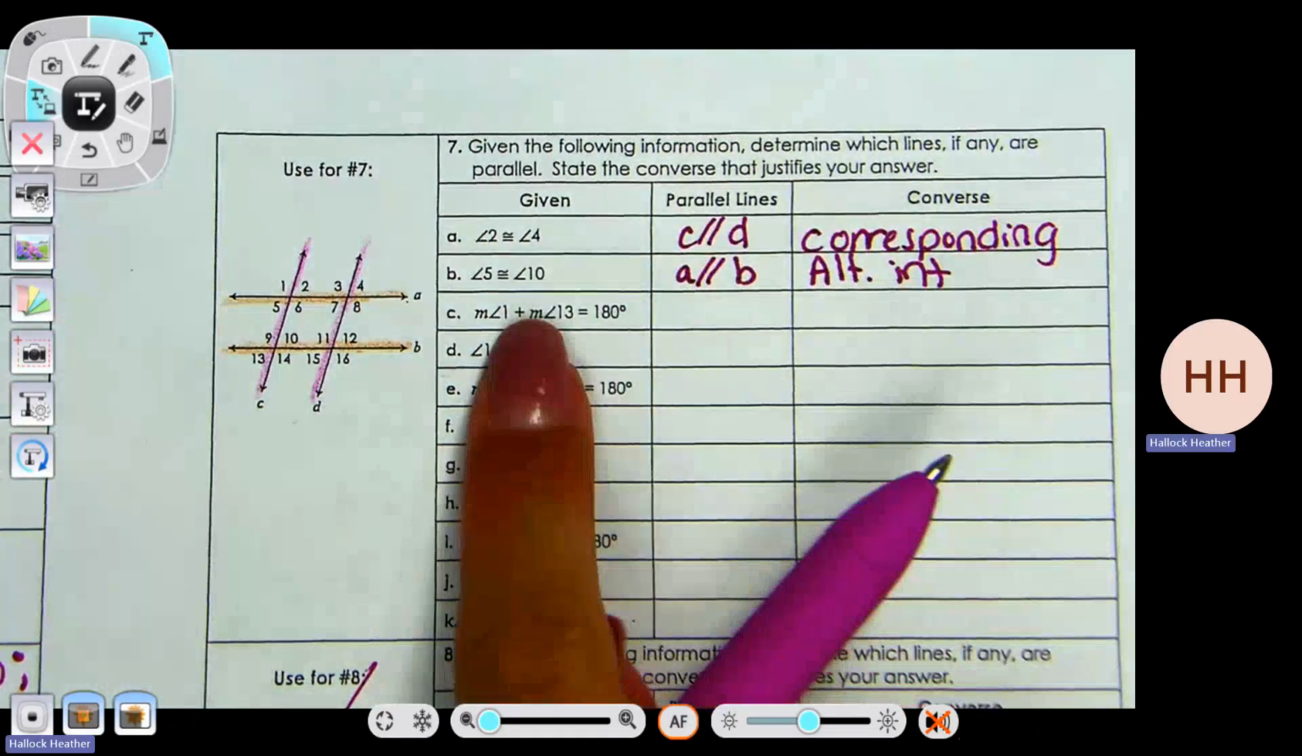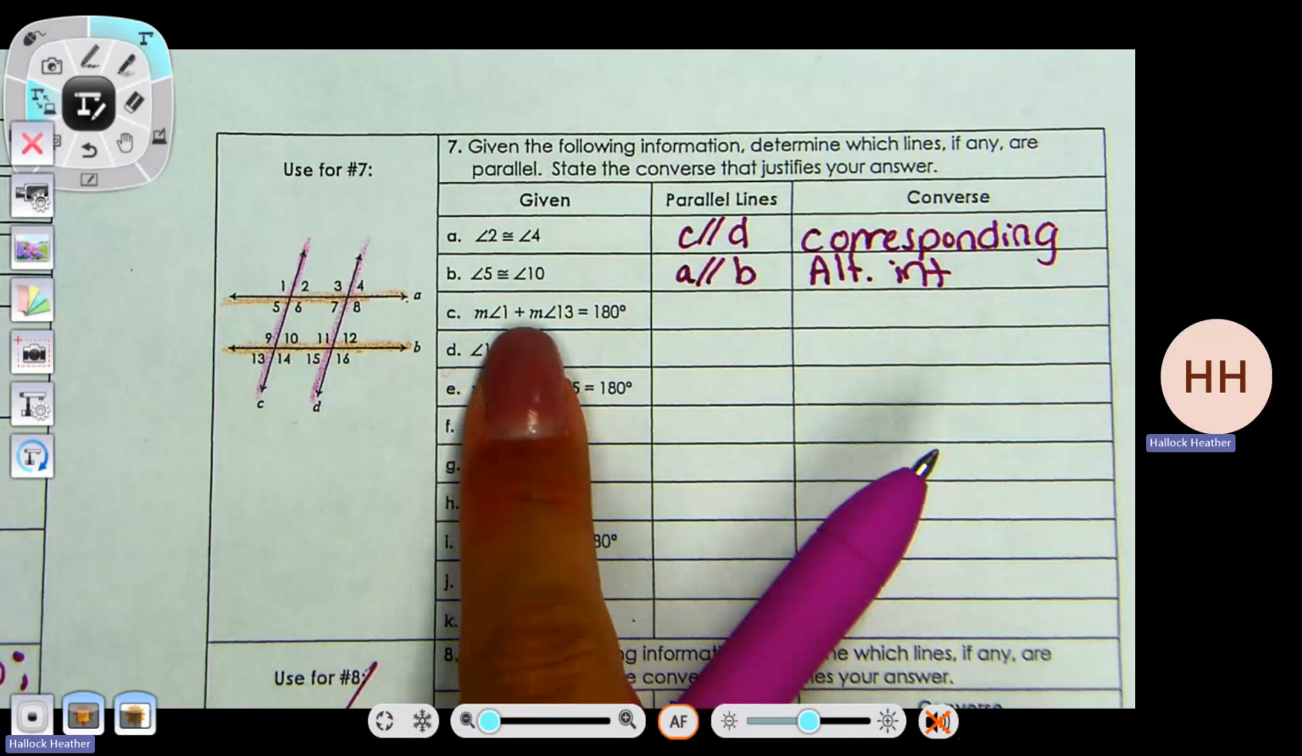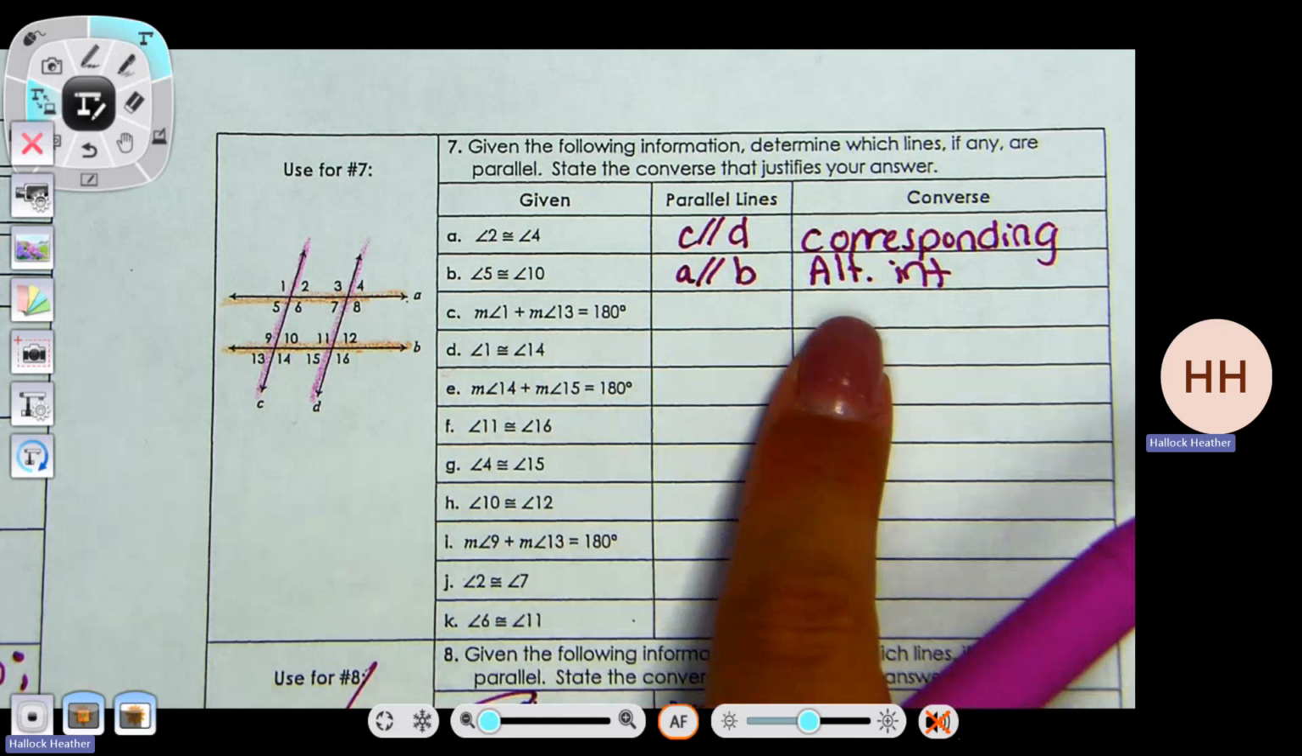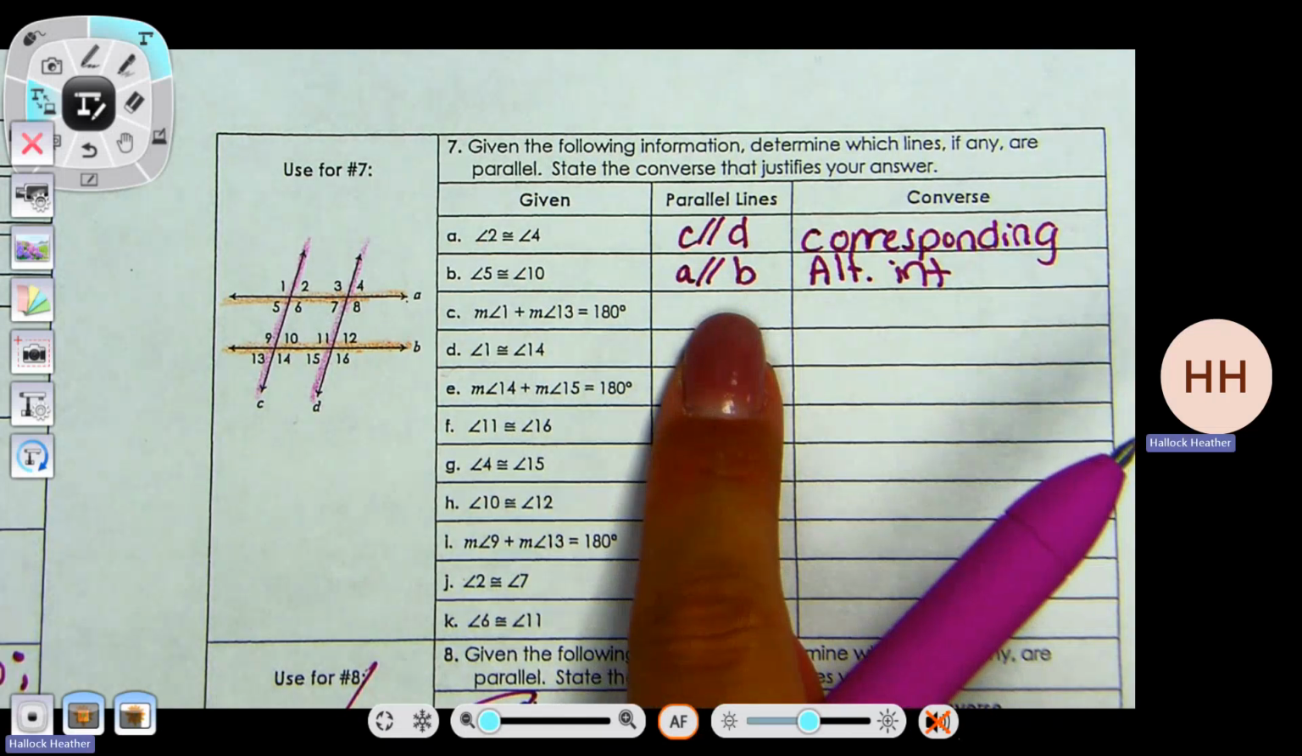Try the next one. Take a second and look at it. 1 and 13 do add to make 180. Try to figure out what vocab word goes with that, and try to figure out which lines you need to know are parallel.